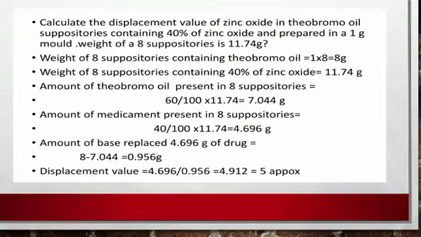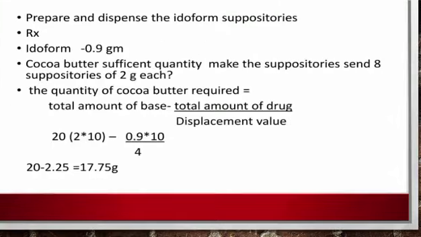So the amount of base replaced by 4.96986 gram of drug is equal to 8 minus, that is A minus C. So A minus 7.044 is equal to 0.956. The displacement value is equal to D by A minus C.